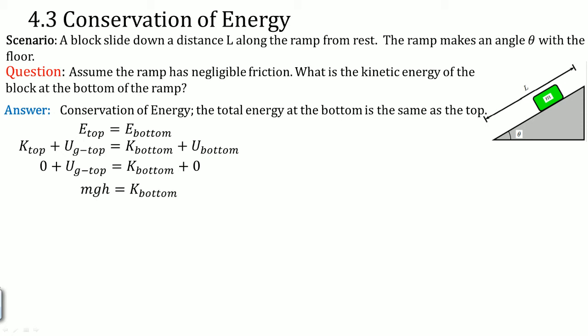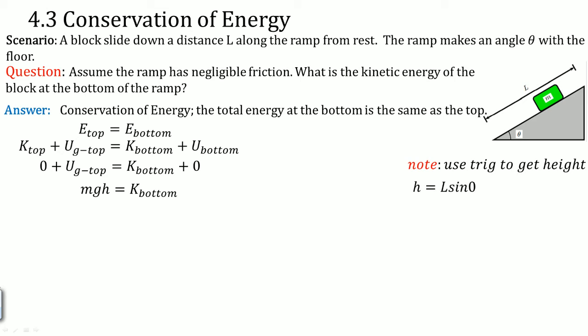Now you can substitute in some values. U G top can be defined by mgh, and K bottom, I'm just going to leave it as K bottom because that's what I'm trying to solve for. The issue here is that we have to find the height of the scenario that the block travels. You will have to be able to use trig here.